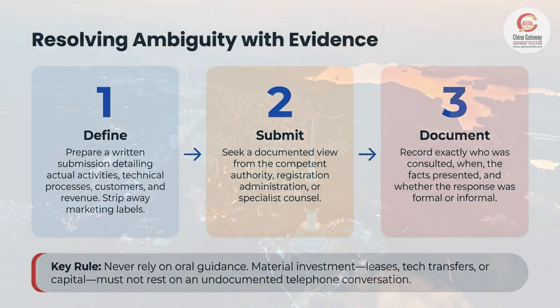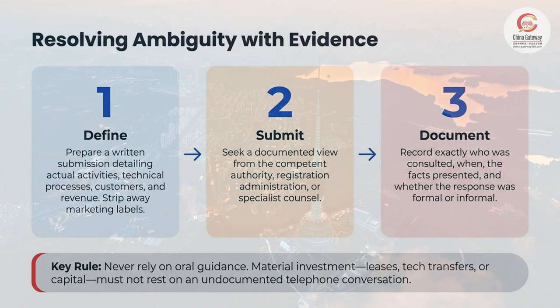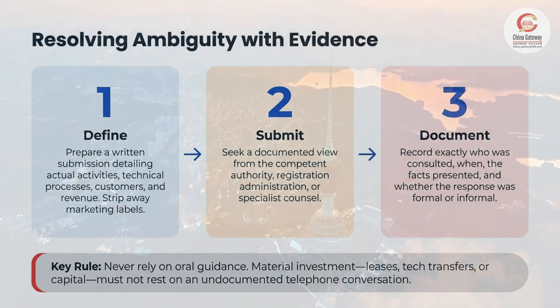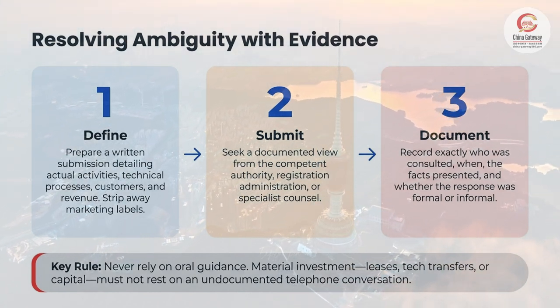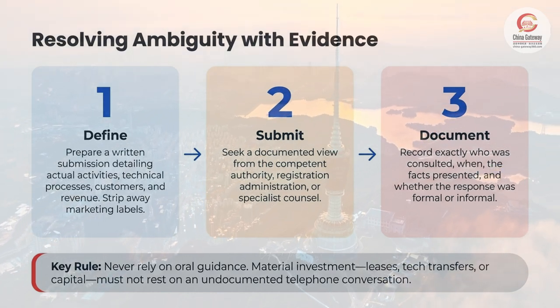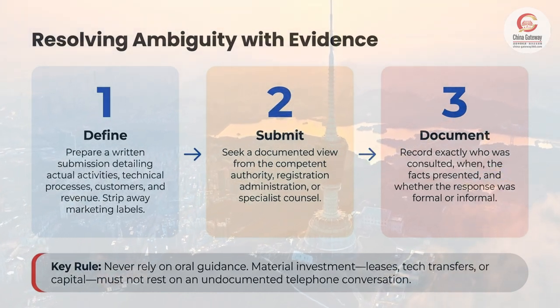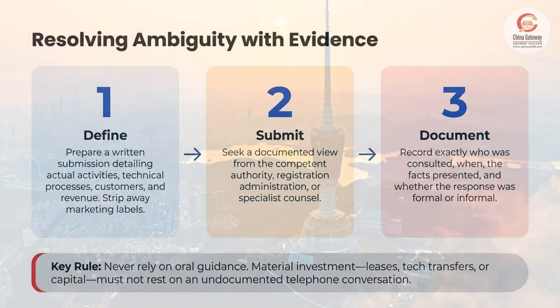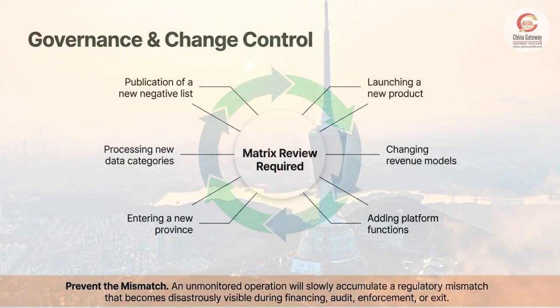And our final section, 6, resolving ambiguity and governance. Because the regulatory landscape is rarely black and white, establishing protocols for ambiguity is crucial for risk management. When you hit a gray area, follow these steps. Proactively define your facts, submit them to competent authorities for a documented view, and rigorously record the exact details of that consultation. Ongoing governance is just as critical.